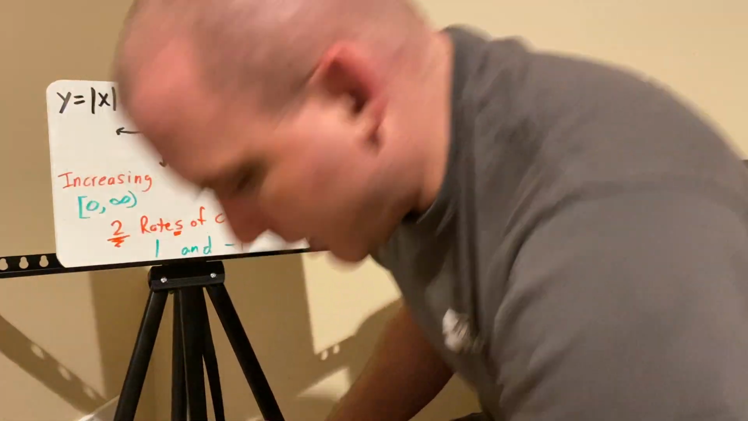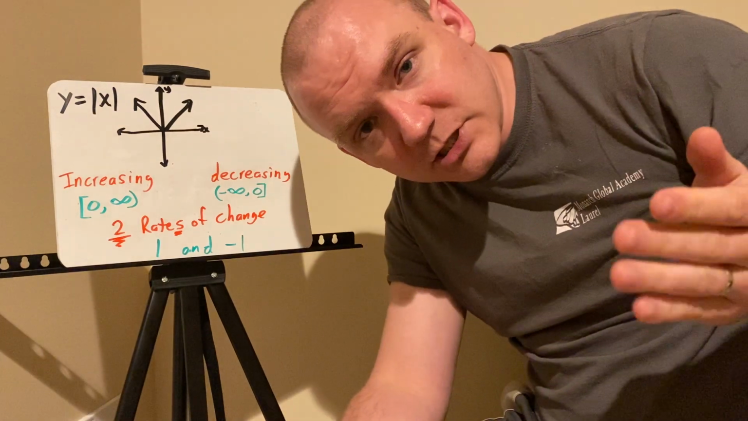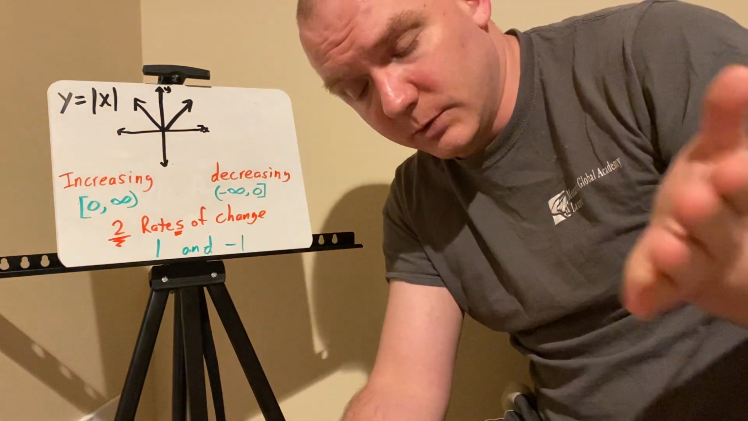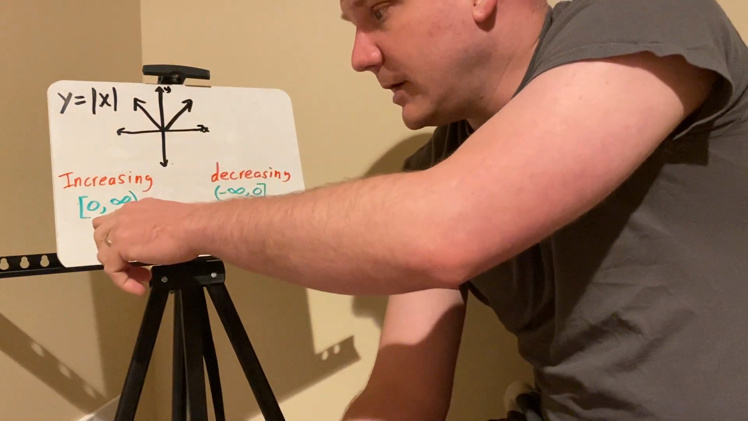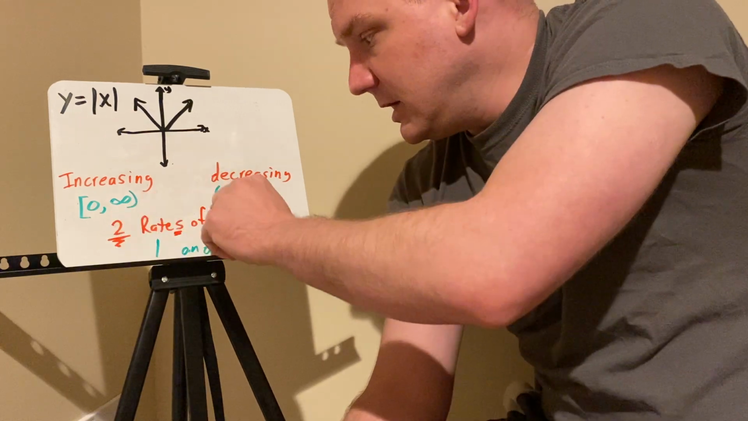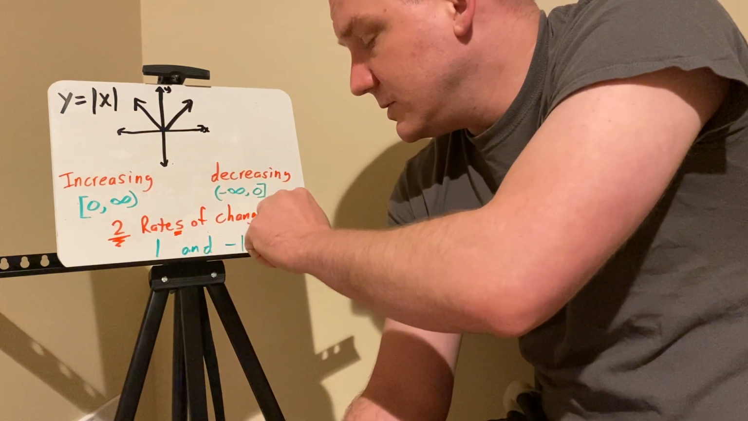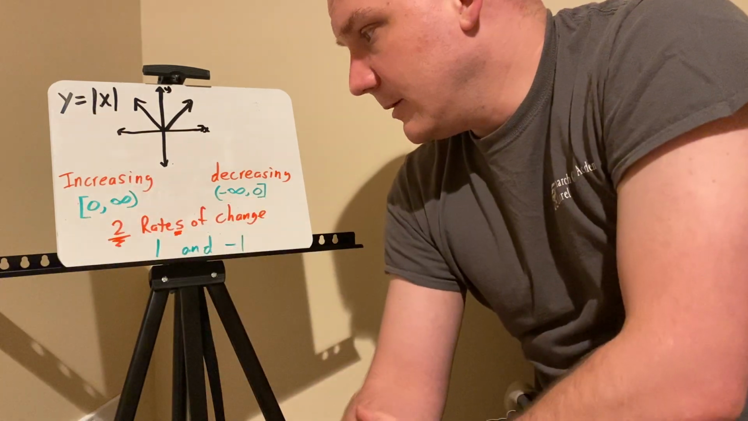So what are some other features? We have increasing and decreasing. All absolute value functions have a part where they're increasing and a part where they're decreasing because of the nature of them. This function, the parent function, increases from 0 to infinity and decreases from negative infinity to 0 inclusive. So that's where we have a bracket versus a parenthesis there.